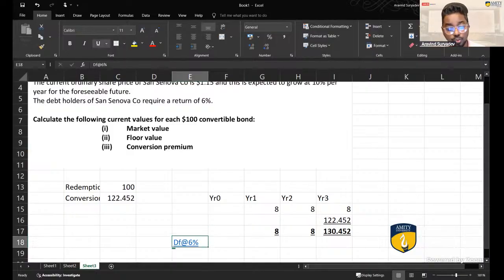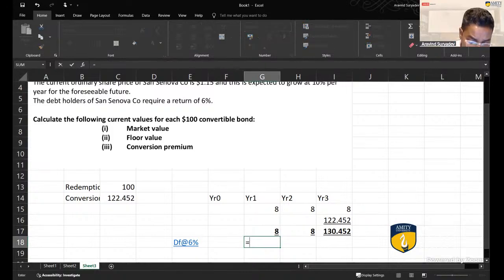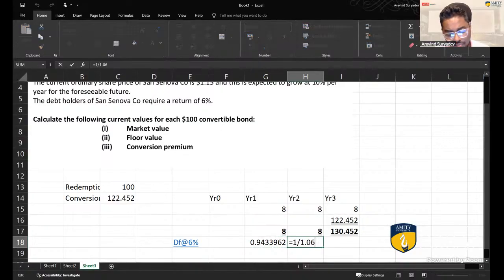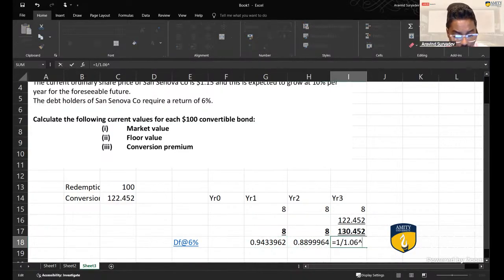That is what we will use as a discount factor. Here, the debt holders of San Senova require a return of 6%. That is clearly given to us. So use that, guys. You can use an annuity factor for 3 years and a discount factor just for the third year, or you can use three discount factors. That also works. So 1 divided by 1.06 will be the discount factor for the first year, the second year raised to 2, and the third year raised to 3.